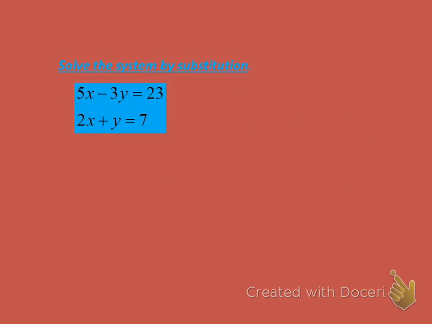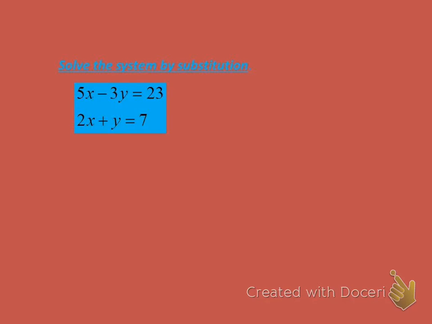All right, number 1. Solve a system by substitution. Make sure you read directions on what I want you to solve by, because whatever I ask you to is what I expect to see. First one, 5x minus 3y equals 23. And then your second equation is 2x plus y equals 7.